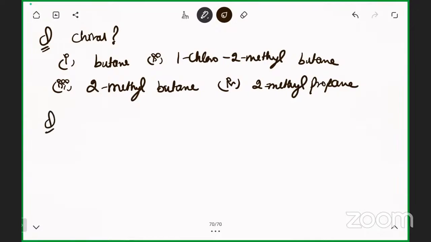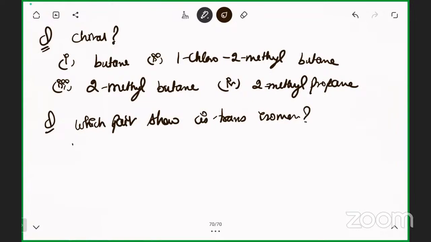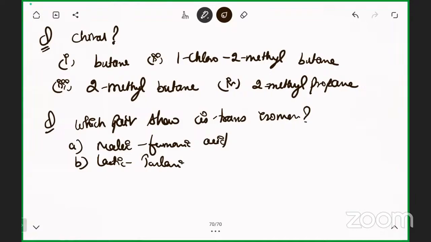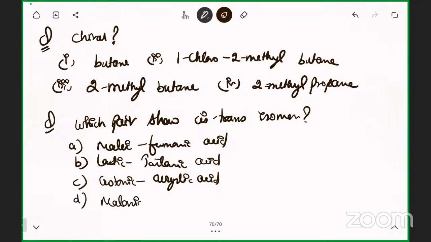Next question I'm writing. Which pair shows cis and trans isomer? First option, malic and fumaric acid. B, lactic and tartaric acid. C, crotonic and acrylic acid. And D, malonic and succinic acid.